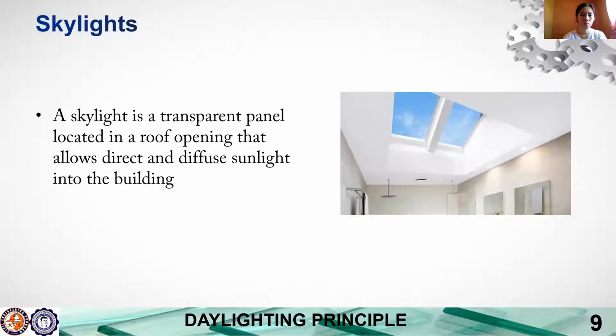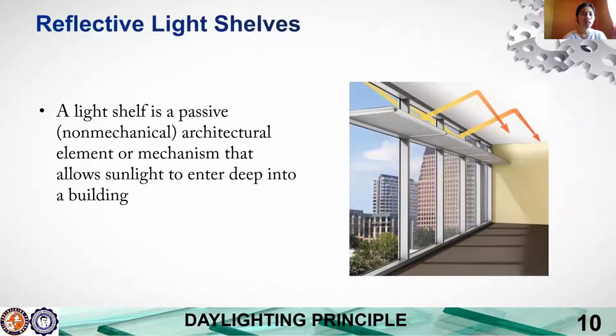reflective light shields. A light shelf is a passive architectural element or mechanism that allows sunlight to enter deep into a building. They can be a separate element or mechanism, or can be an integral part of the building structure. Exterior light shelves may also function as overhangs that shade the window from the high summer sun.